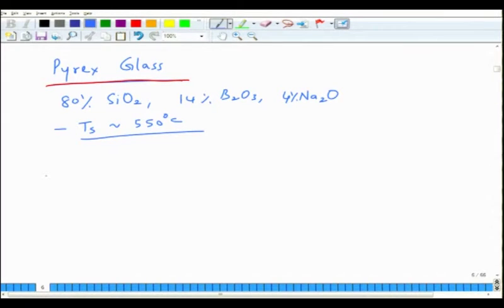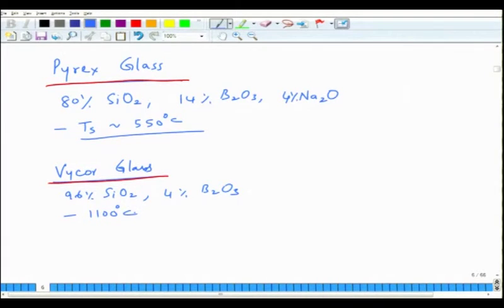Then we have Vicor glass. This Vicor glass contains 96% silica and 4% boron oxide. This softens at about 1100 degrees centigrade. So, higher than Pyrex glasses. So, where you require even higher temperature stability, you use this boron substituted silicate glass.